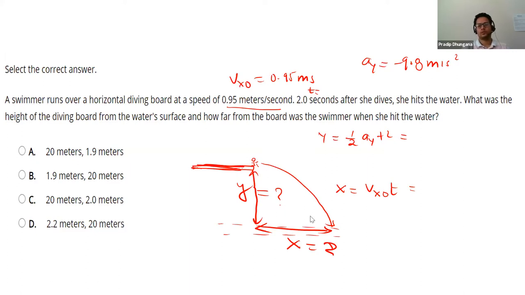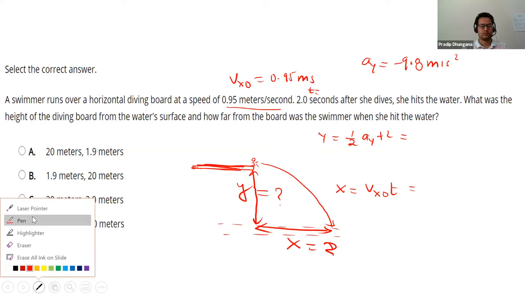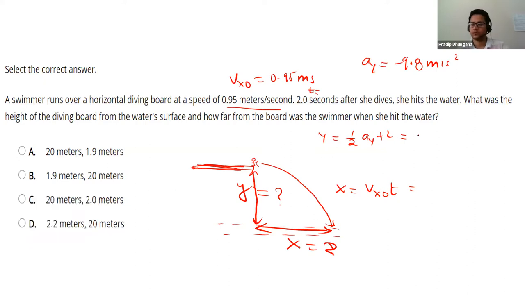Okay, let me close the window and then I'll work on this problem. Thank you for the participation. Okay, 1/2, we plug in those values: 1/2 times ay, negative 9.8, times t square, which is 2.0 square. Use a calculator and you will get a value around 19.8, so that is nearly equal to 20. And the unit is always meters.